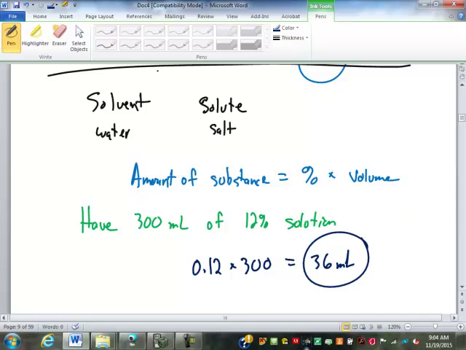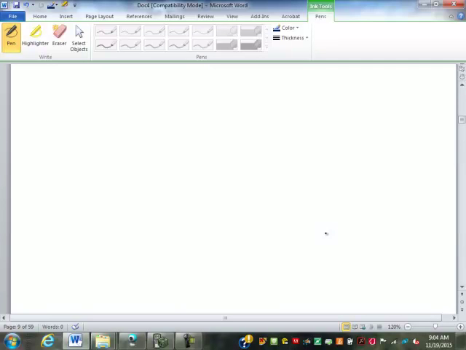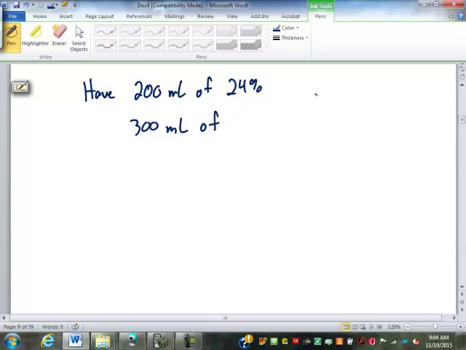So let's say that you have an antifreeze solution. This would work on the farm for an acid rinse solution as well if you're diluting it down. Let's say you have 200 milliliters of 24% solution and 300 milliliters of 42% solution. If you mix those two together, what percent will the final solution be? Well, you have 24% that you're mixing with 42%, and you're going to get some unknown percent.